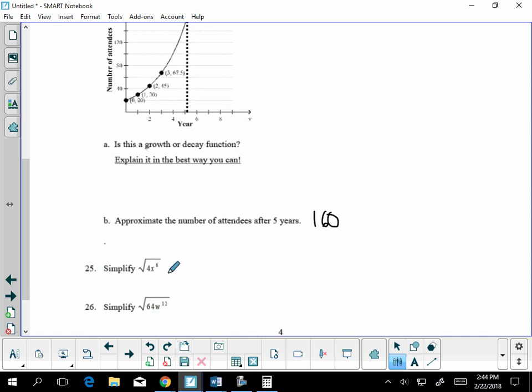All right, 25. The square root of 4 is 2. And then you're going to ask yourself, well, I have x to the 6. What two numbers add up to give me 6? Well, it's 3. Here, I've got 64. The square root of that is 8. And then I have a w. What two numbers add up to give me 12? 6. So that's going to be my answer there.